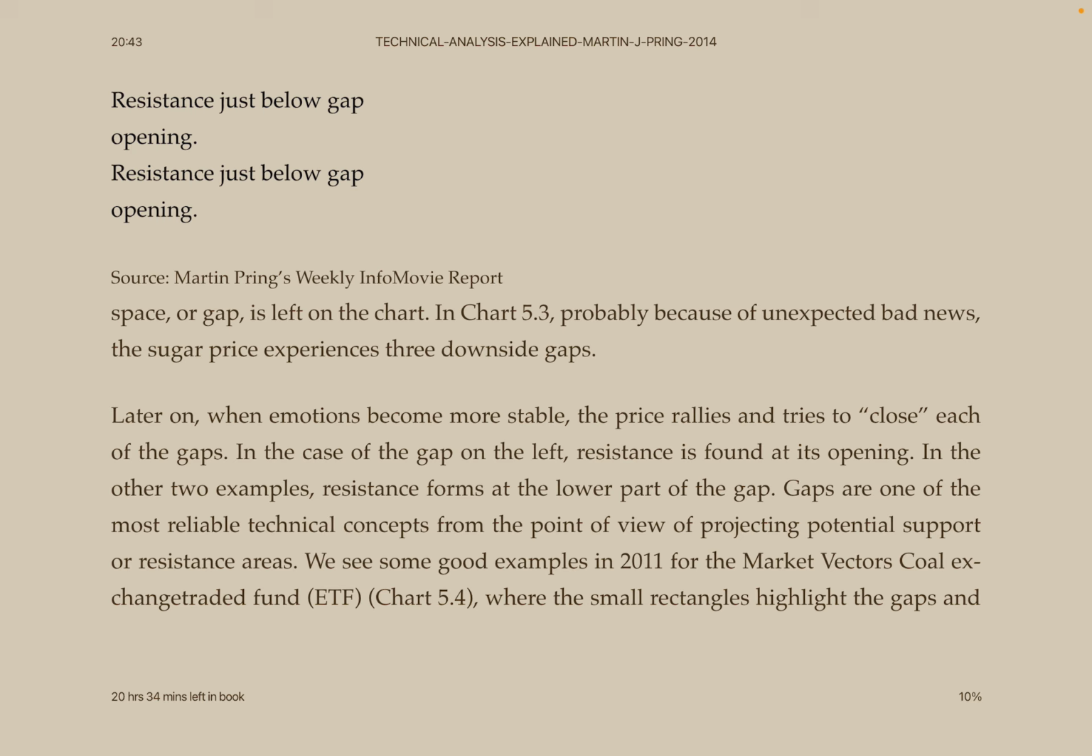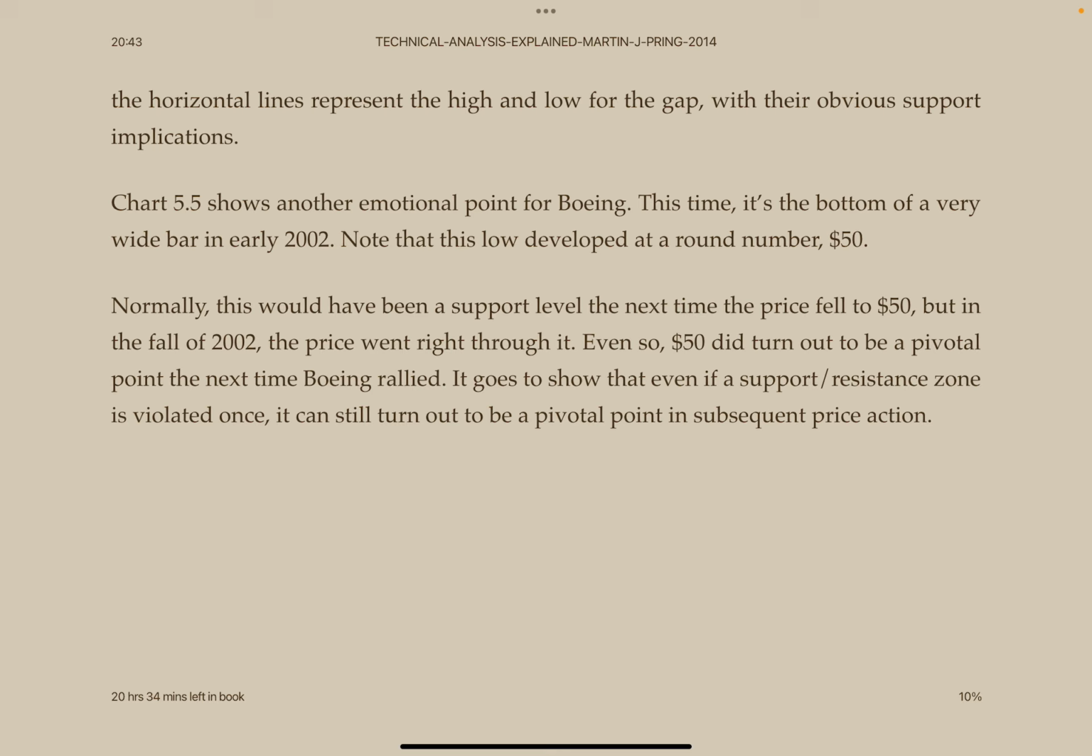areas. We see some good examples in 2011 for the Market Vectors Coal exchange traded fund, Chart 5.4, where the small rectangles highlight the gaps and the horizontal lines represent the high and the low for the gap with their obvious support implications. Chart 5.5 shows another emotional point for Boeing.